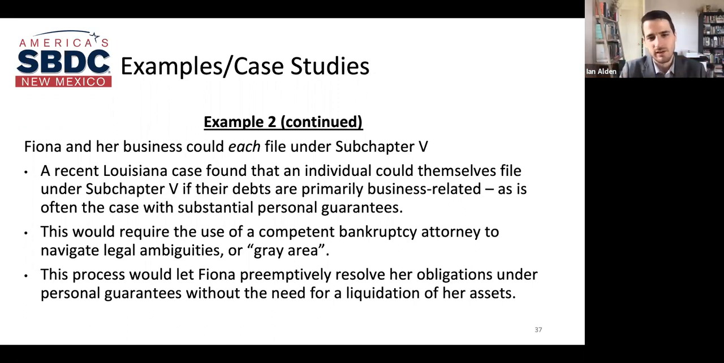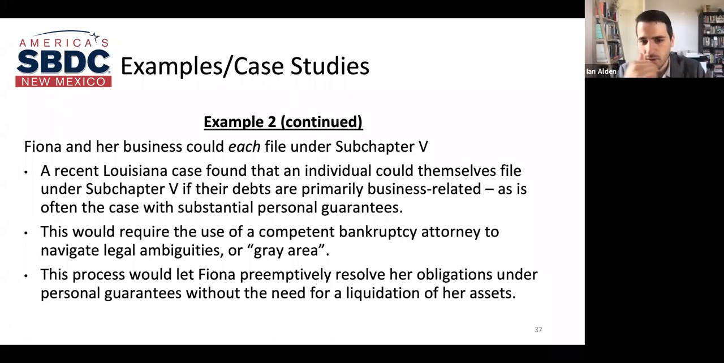Again, the rule is as long as the creditor gets more in the subchapter 5 than they would under chapter 7, in this case for Fiona, Fiona could use a subchapter 5. She doesn't have to liquidate, doesn't have to put all of her assets into a pot and have the creditor completely invade her personal life and assets.